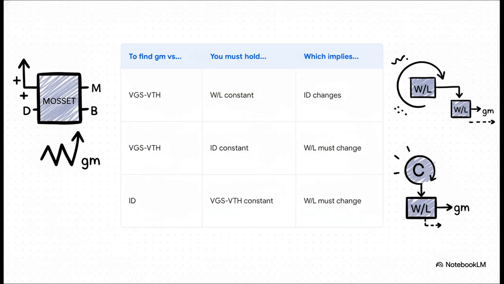Let's say you have a strict power budget, so your bias current must stay constant. Now, if you want to increase the overdrive, you're forced to use a physically smaller transistor to keep that current down, and a smaller transistor has a lower GM. It all depends on your constraints. All three formulas are correct. You just have to know which one applies to your situation.